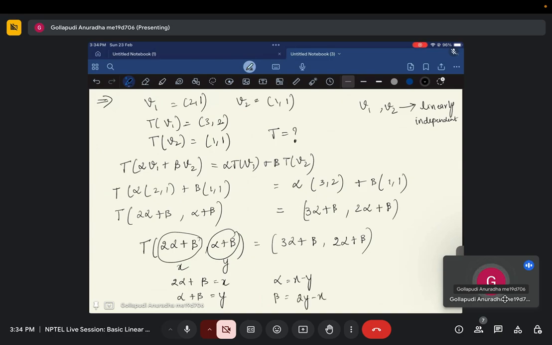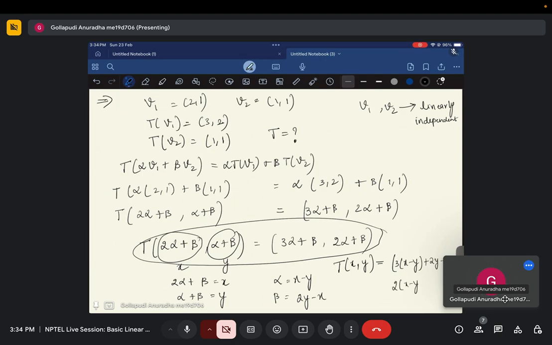Okay, so now if I am replacing alpha and beta with x and y, then I can write 3 into (x minus y) plus (2y minus x), comma, 2 into (x minus y) plus (2y minus x). So it will be (2x minus y, x). So this is the transformation.